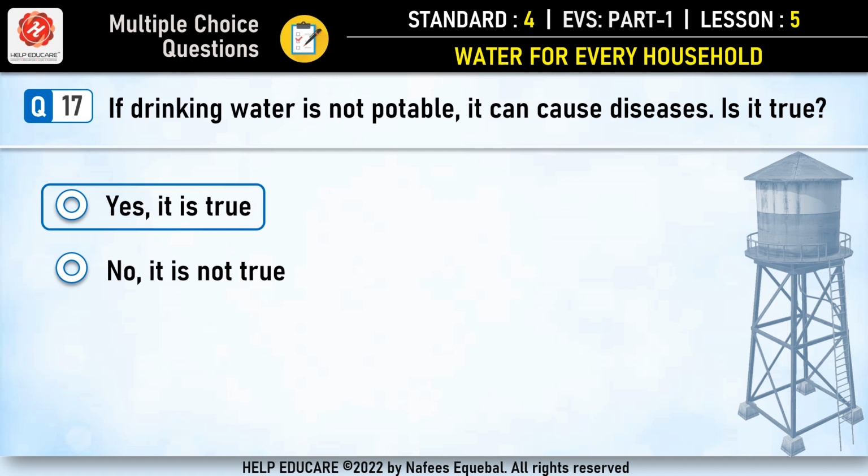Correct answer is yes, it is true. Since potable water protects us from various diseases such as cholera, diarrhea, dysentery, hepatitis A, typhoid, and polio.